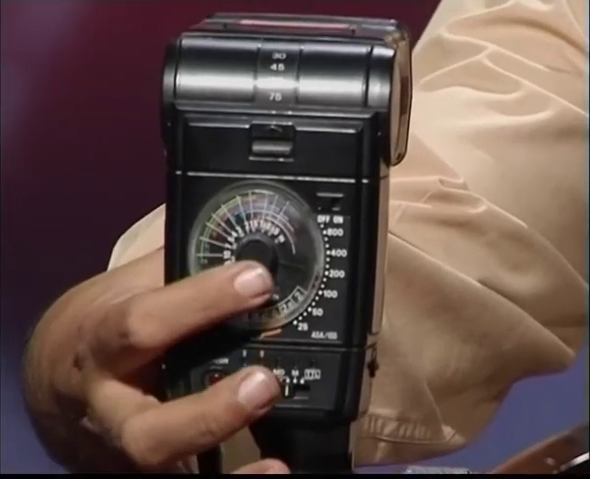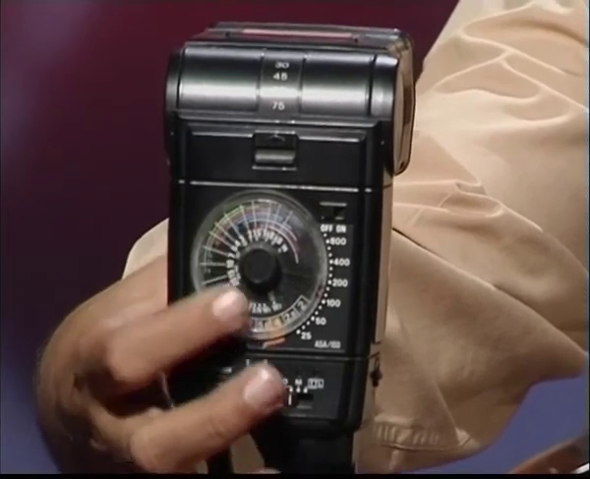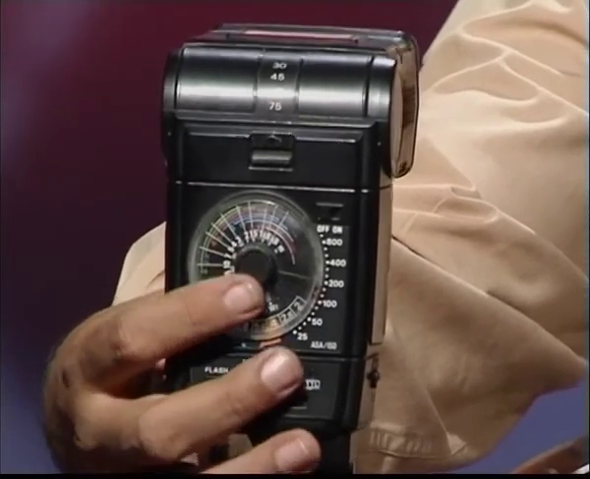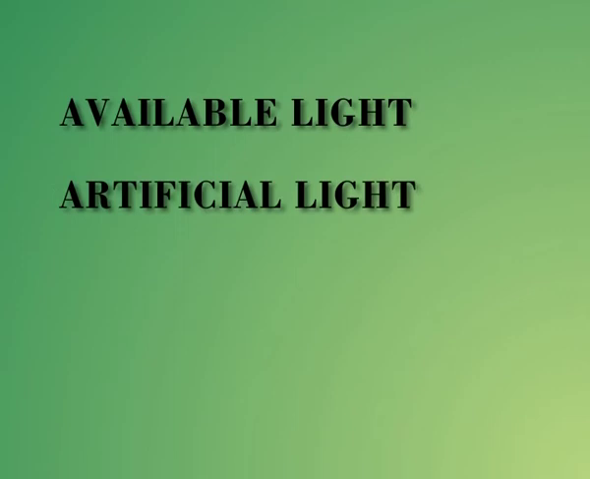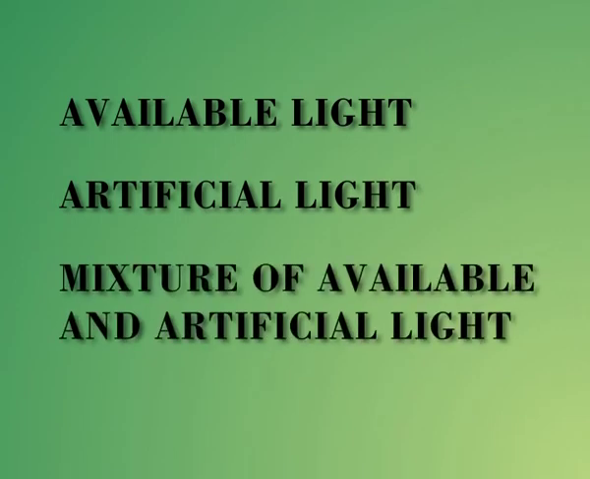Whereas, in an overhead flash, there are dials which you see behind the flash, which synchronize the output of the flash to the camera, and therefore give the right amount of light that the camera needs for that particular scene. So, these are interesting issues which are concerned with available light, artificial light, as well as a mixture of available and artificial light. People use interesting light sources or interesting light situations to take pictures.